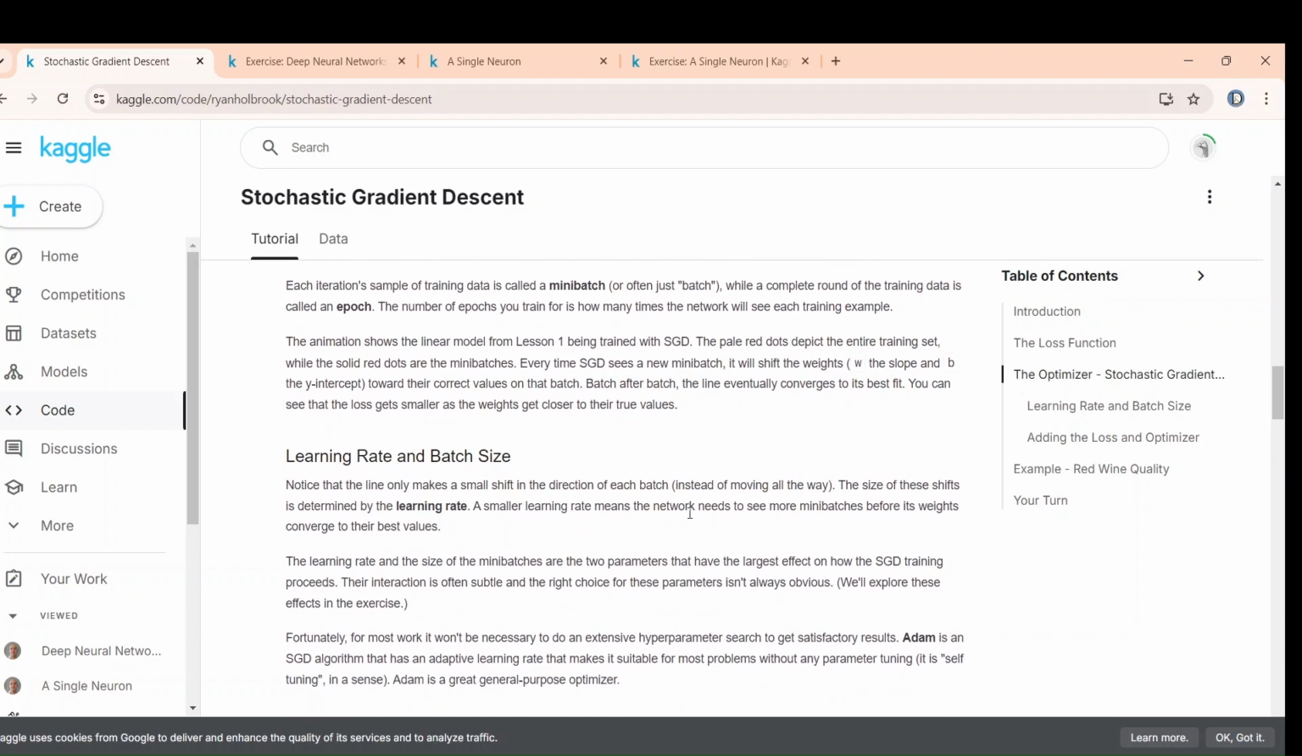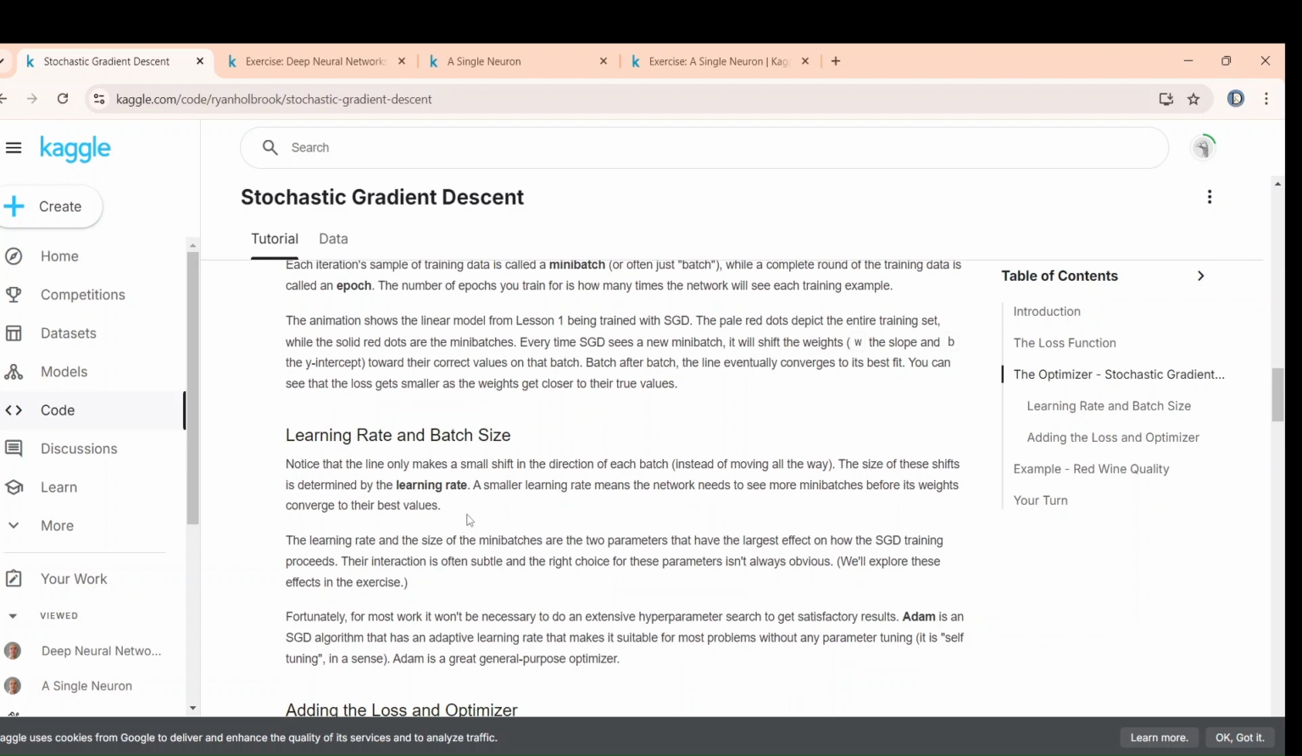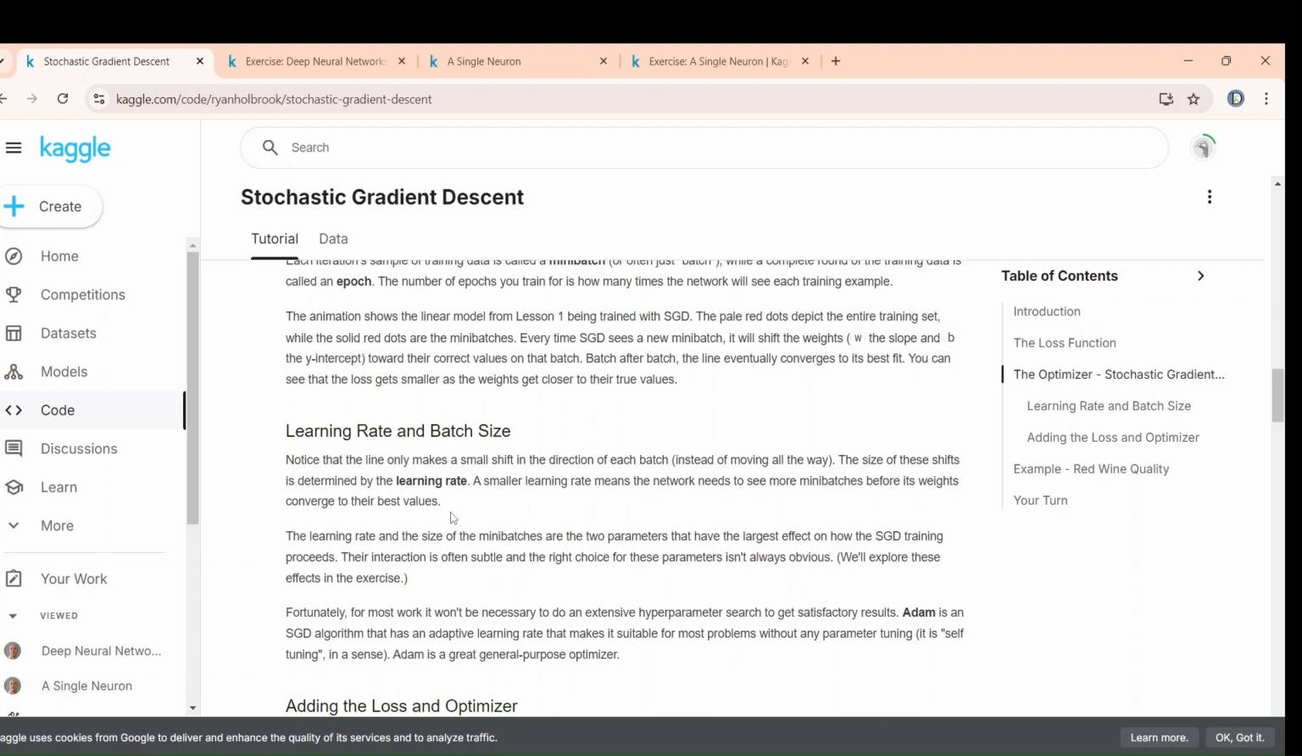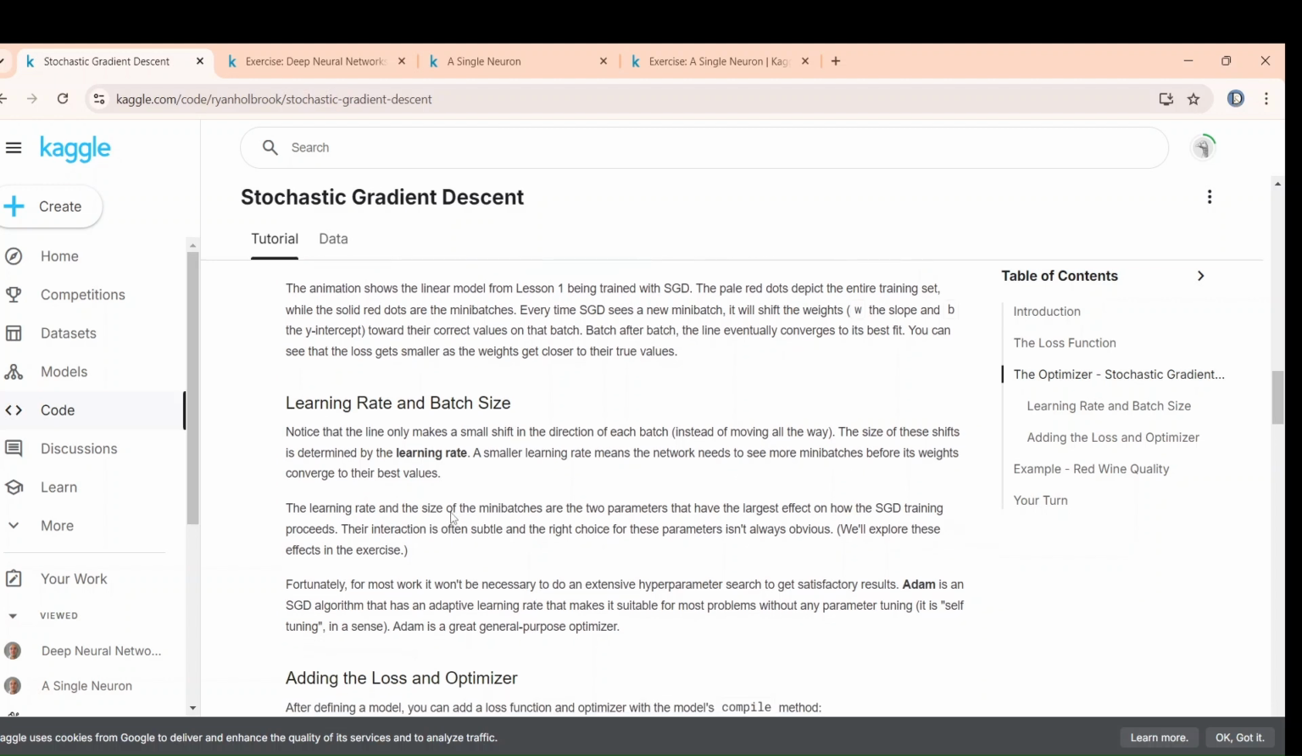A smaller learning rate means the network needs to see more mini batches before its weights converge to their best values. That means the rate at which it is learning, and you can also modify the learning rate by multiplying it with some smaller number or bigger number the way you want. That means how quick you are learning. In every batch, it is improving its weights. That is what is called learning rate.